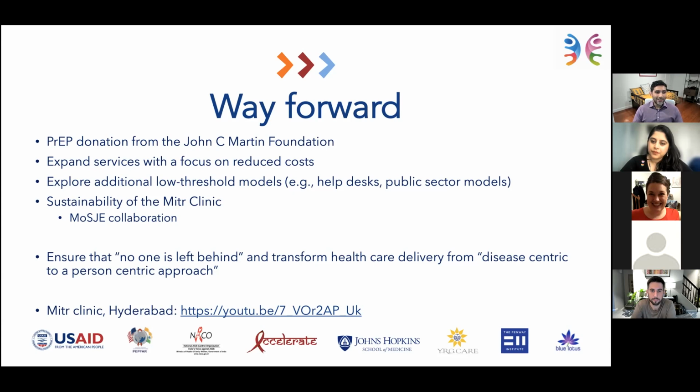And our vision really is to ensure that no one is left behind. I know we always say this as part of UNAIDS, but I feel like these Mitra Clinics provide the first step to a long path that we would need to take to ensure that truly no one is left behind.